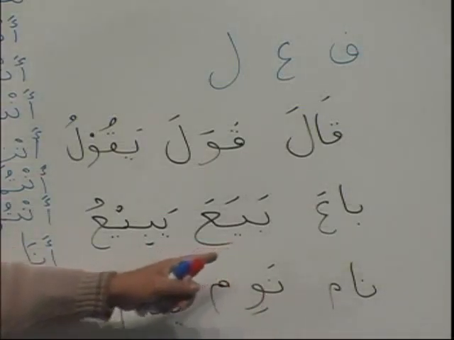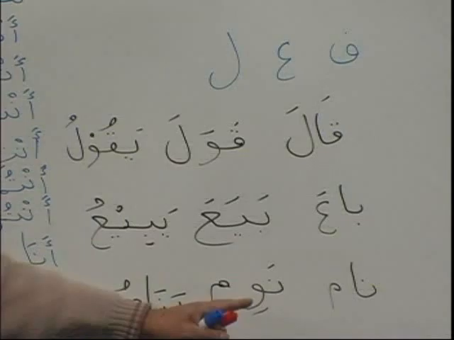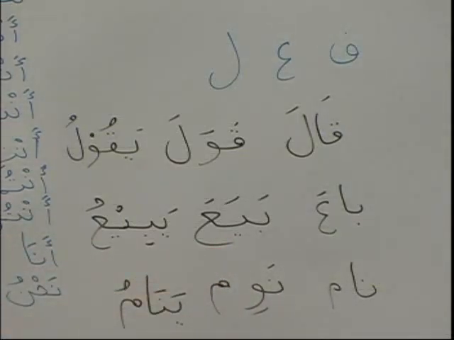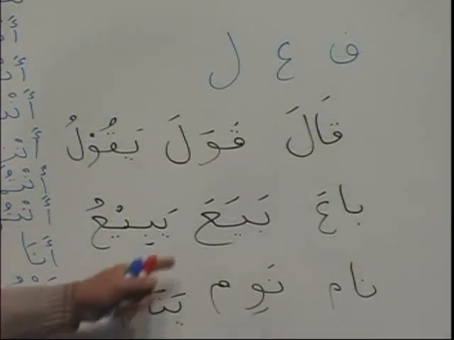Bayya'a, now this is bab daraba. Daraba yadribu. Bayya'a should have been yabyi'u. It should have been yabyi'u, but it is not. It became yabi'u. The vowel signs got changed, you know.